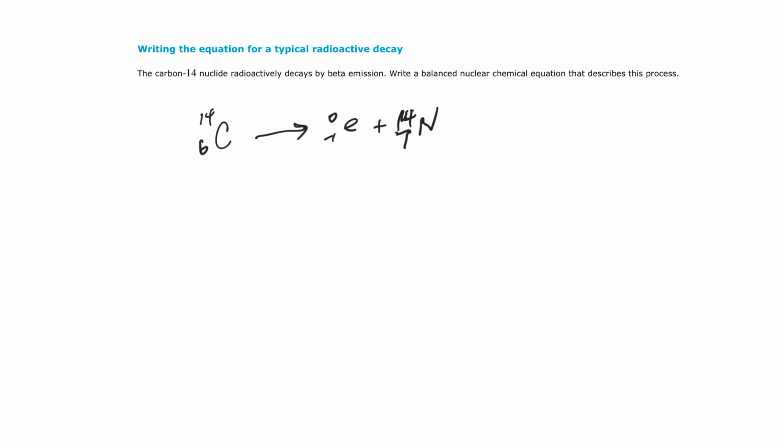You have to be able to know that carbon-14 is still carbon, so its atomic number is 6. The 14 is the mass number, and then you have to balance everything.